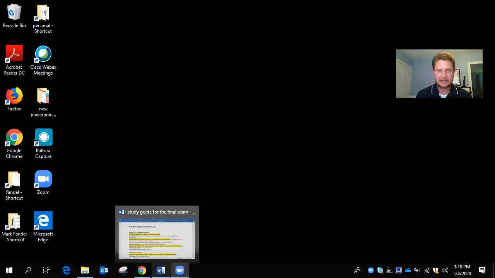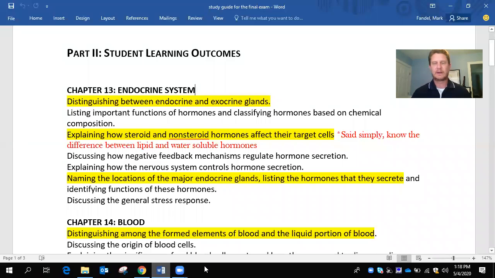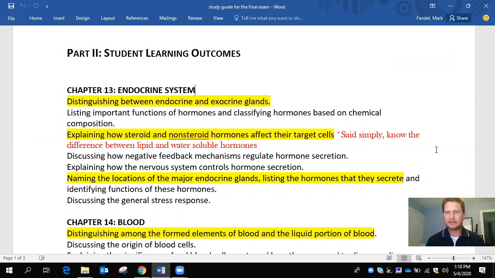So I want to look at this. All right, so this is what I sent out with the learning outcomes. I'm going to kind of try, and I'll put me down here at the bottom, maybe.